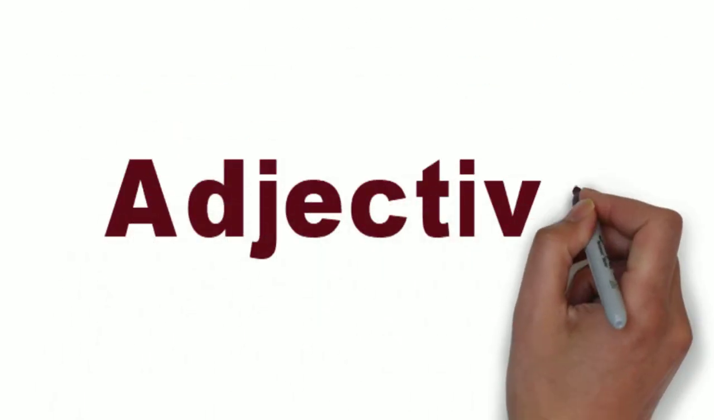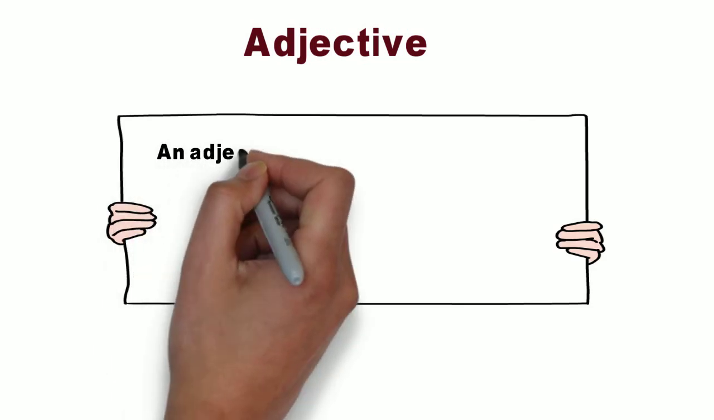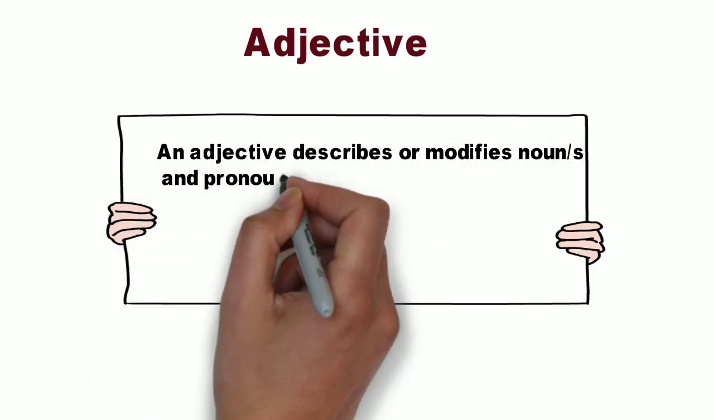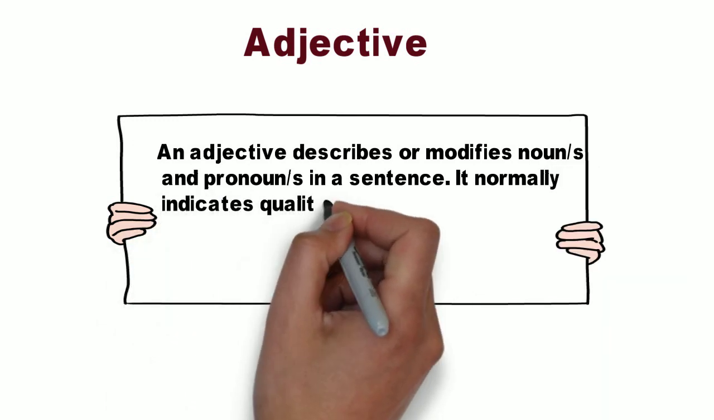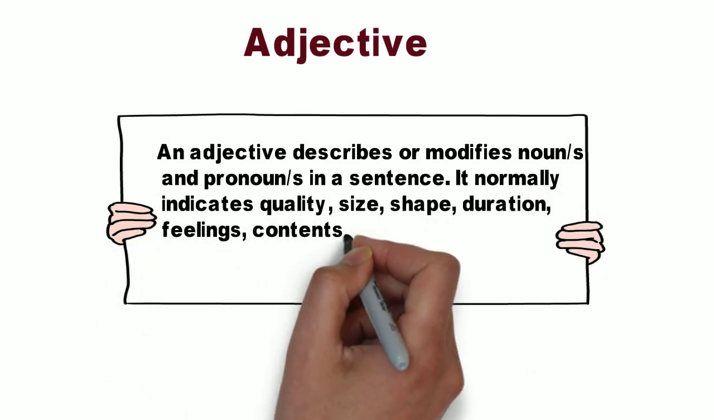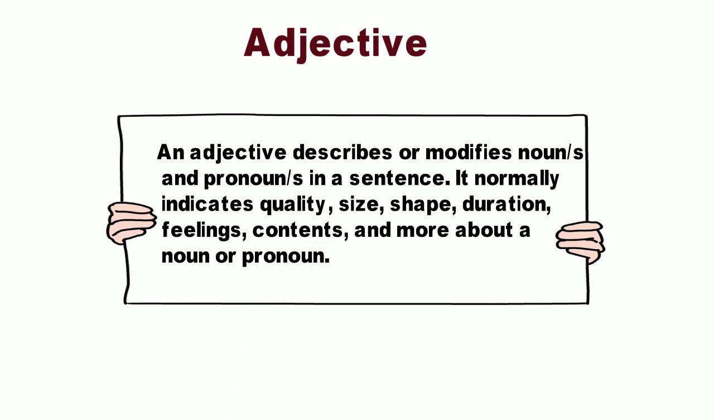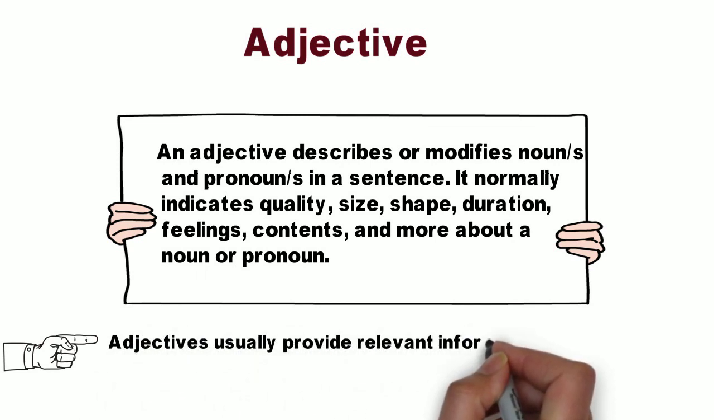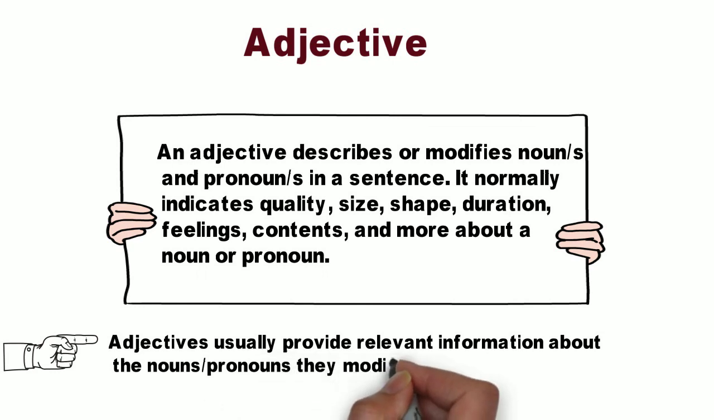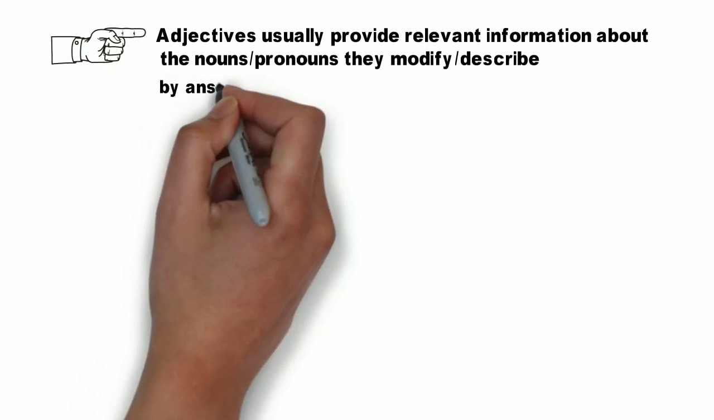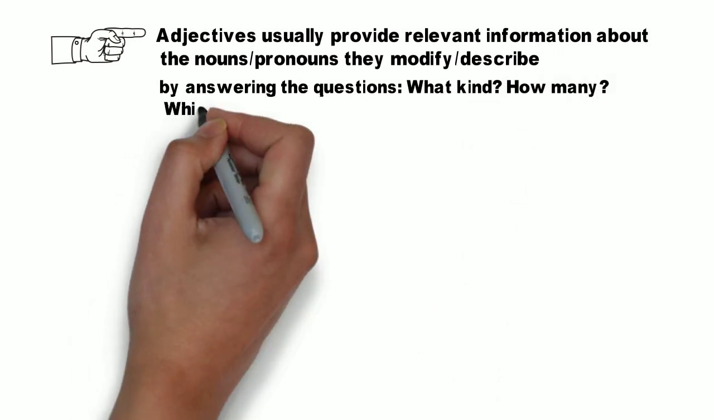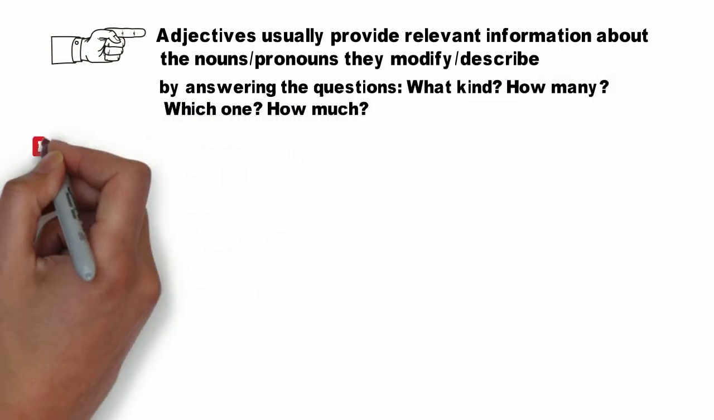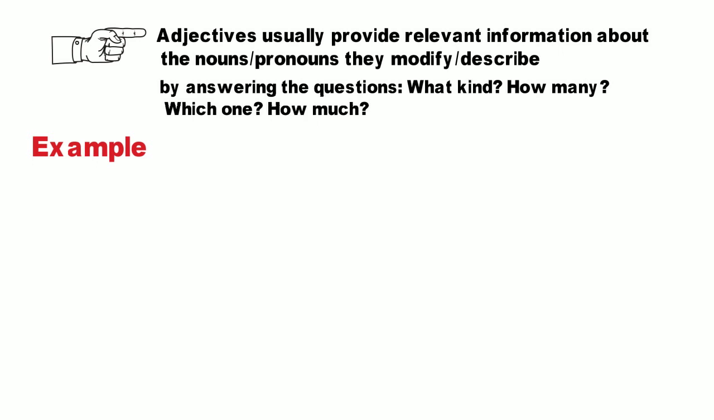Now moving on to the fourth part of speech, which is adjectives. An adjective describes or modifies a noun or a pronoun in a sentence. It normally indicates quality, size, shape, duration, feelings, contents, and more about a noun or a pronoun. Adjectives usually provide relevant information about the noun or pronoun they modify or describe by answering the questions what kind, how many, which one, and how much.